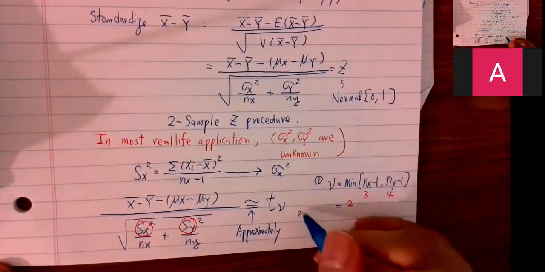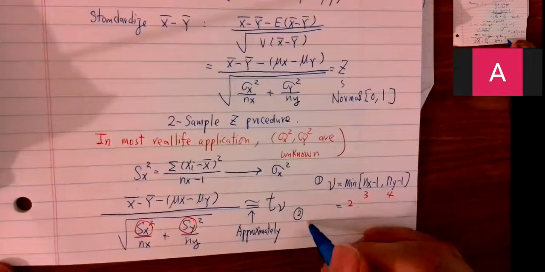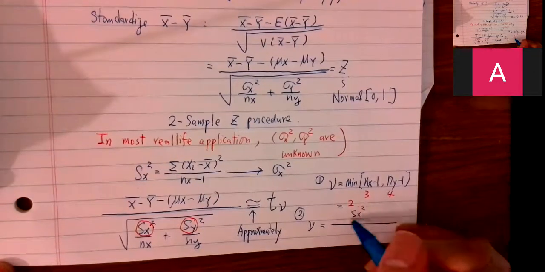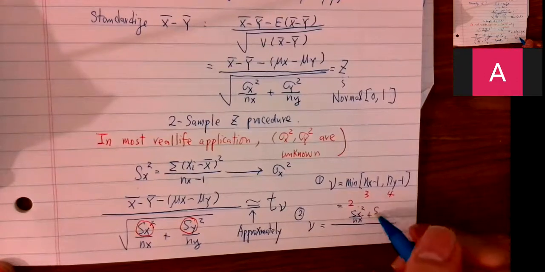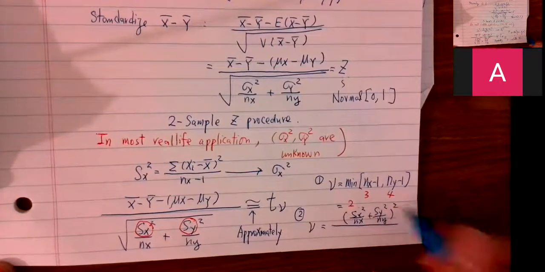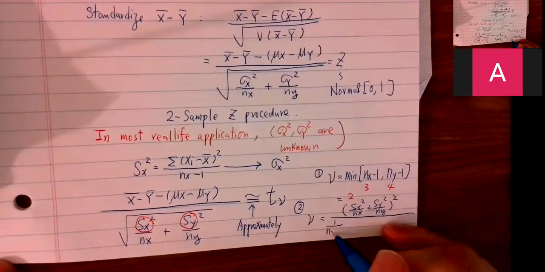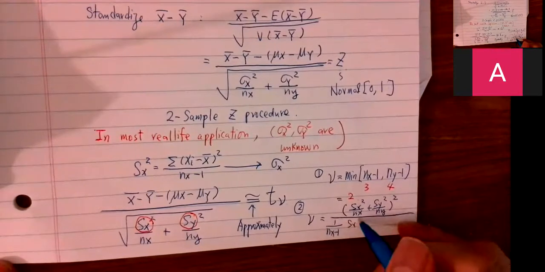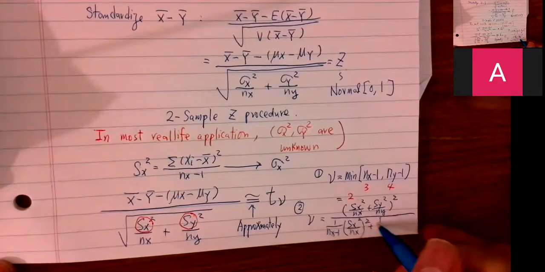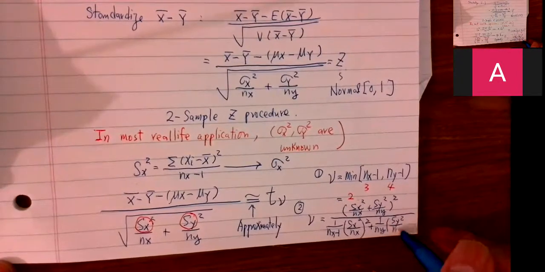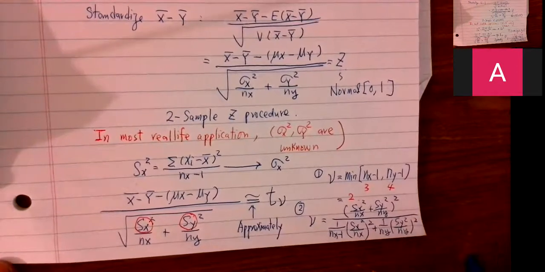The other way, this formula is very complicated, okay? This is Sx squared over Nx plus Sy squared over Ny. You add them up, you square them, okay? And then divide by 1 over Nx minus 1, Sx squared over Nx, the whole thing squared, plus 1 over Ny minus 1, Sy squared divided by Ny, and the whole thing squared.